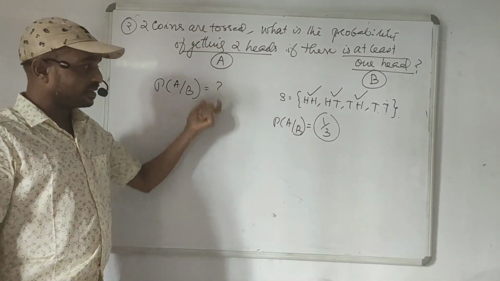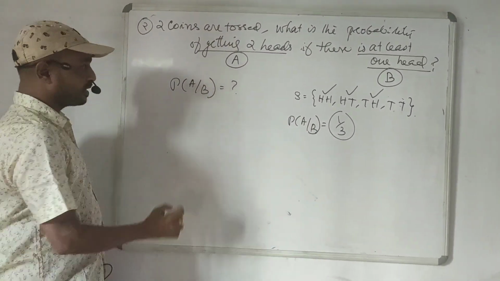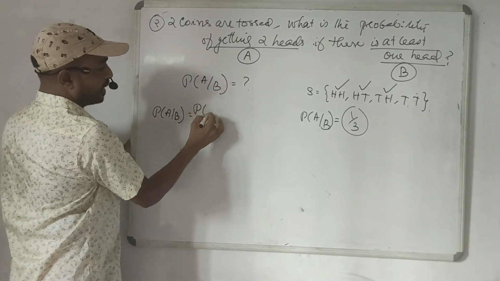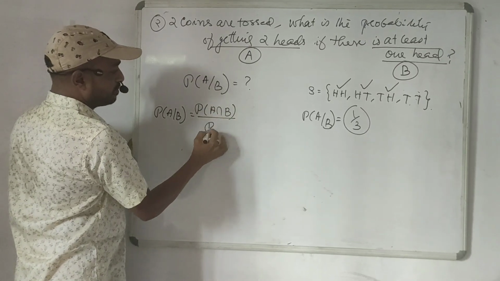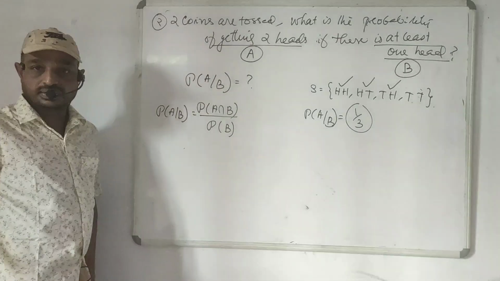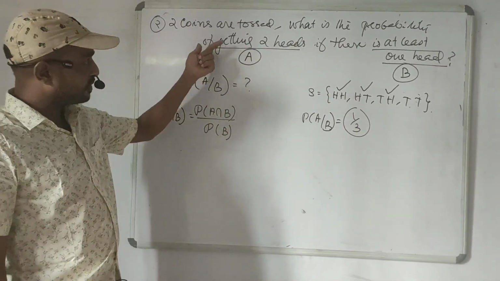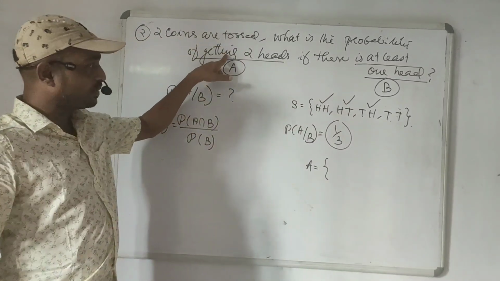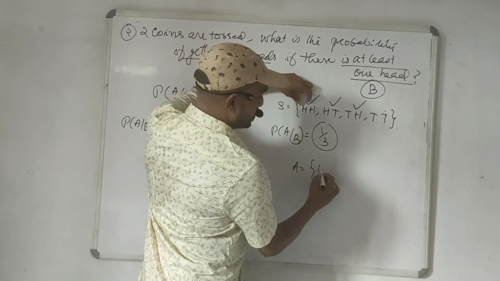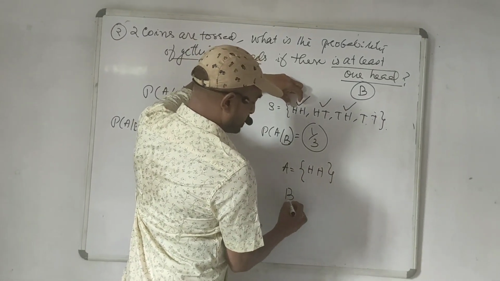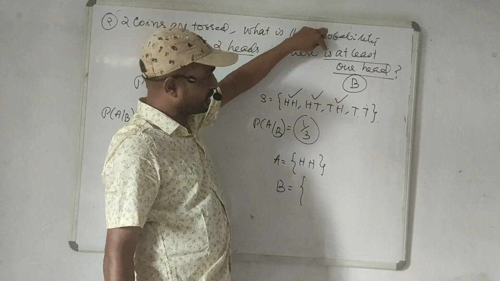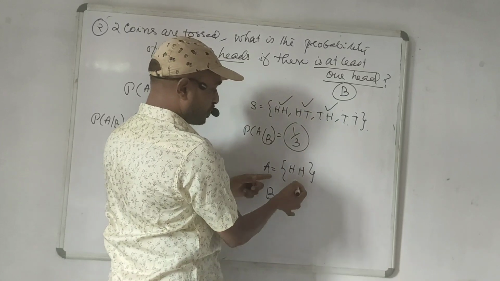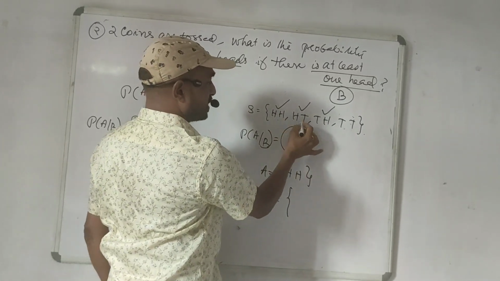But how will you calculate this using the formula? P of A given B is equal to P of A intersection B divided by P of B. So how will you calculate P of A intersection B? For that, what is the event A? A is the event of getting 2 heads, which is the set HH. And what is the event B? B is the event of getting at least one head. What is the set B? HH, HT, TH.